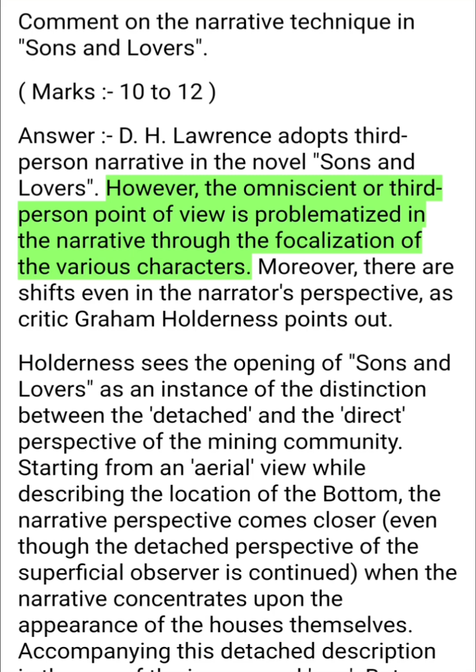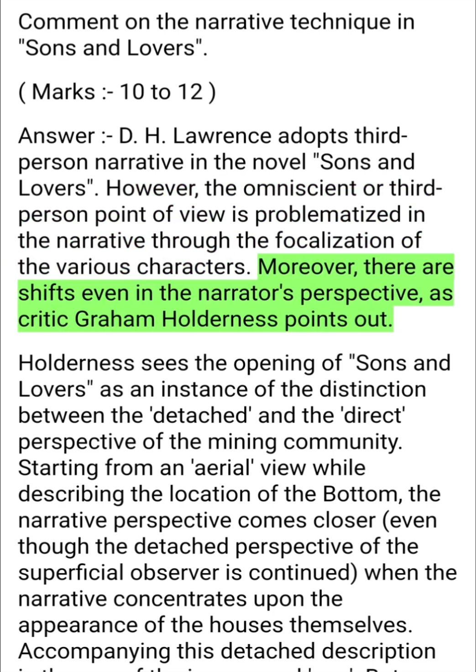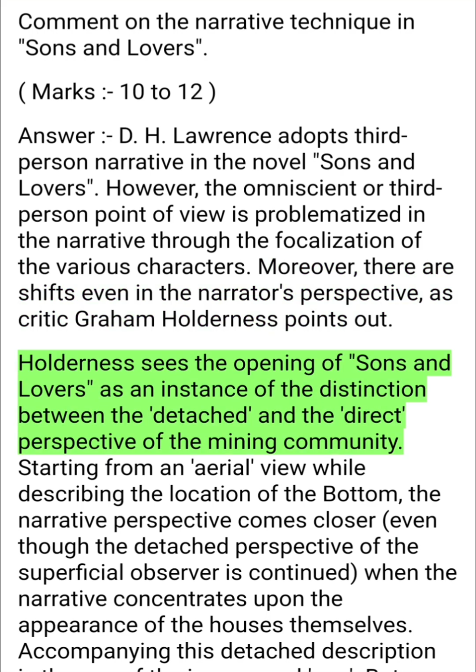However, the omniscient or third-person point of view is problematized in the narrative through the focalization of the various characters. Moreover, there are shifts even in the narrator's perspective, as critic Graham Holderness points out. Holderness sees the opening of Sons and Lovers as an instance of the distinction between the detached and the direct perspective of the mining community.